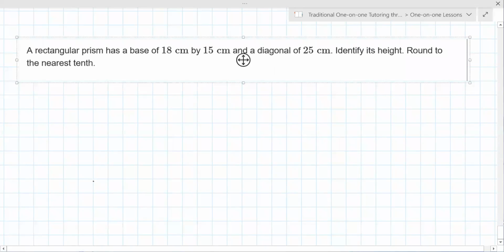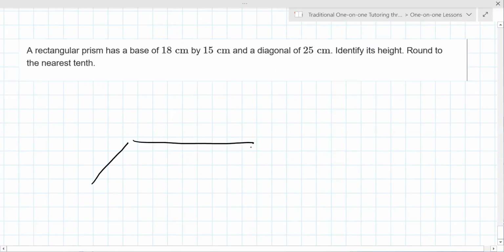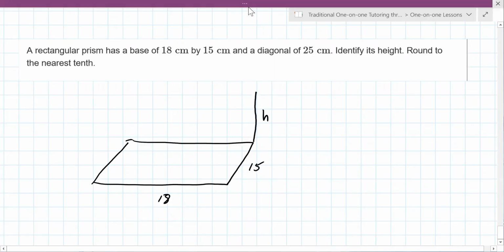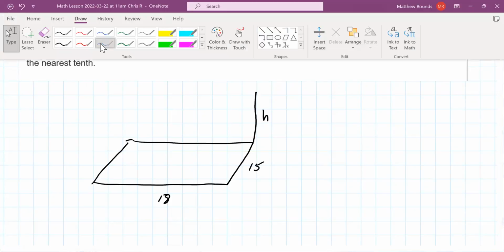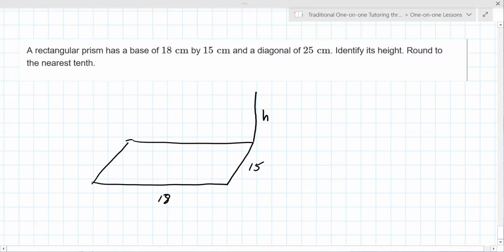So this one is kind of the same thing here. You don't have to draw it to scale or anything. You just got to draw it 18, 15. This time it has a height here. And what we're trying to find, and this is where the colors really help, is the diagonal. The diagonal is up here, and that's 25. And what we need is this other diagonal down here, which is 18 squared plus 15 squared, square rooted.